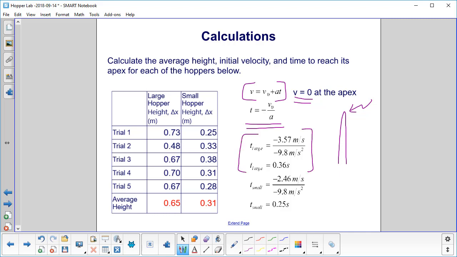We already calculated the initial velocity was 3.57 meters per second. So we plug that in, and notice the negative sign over here cancels out with the acceleration, which is negative. It's down, negative 9.8 meters per second squared. And we get the time to apex for the large hopper was 0.36 seconds. Do the same thing for the small hopper, and that was 0.25 seconds. It got there quicker. And just kind of neat that just by measuring something with a meter stick, we can find its velocity and also the time it took to get to the peak of its trajectory.